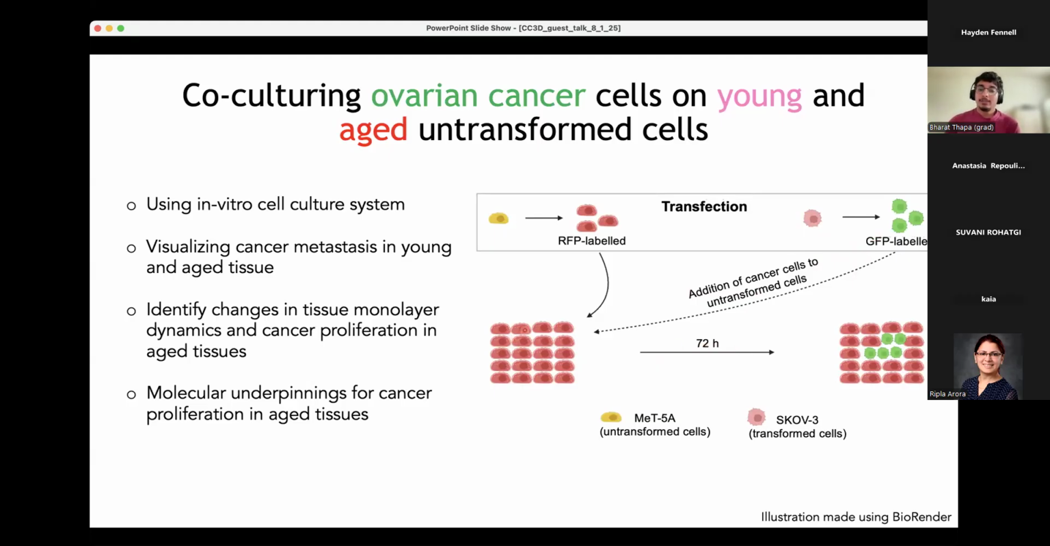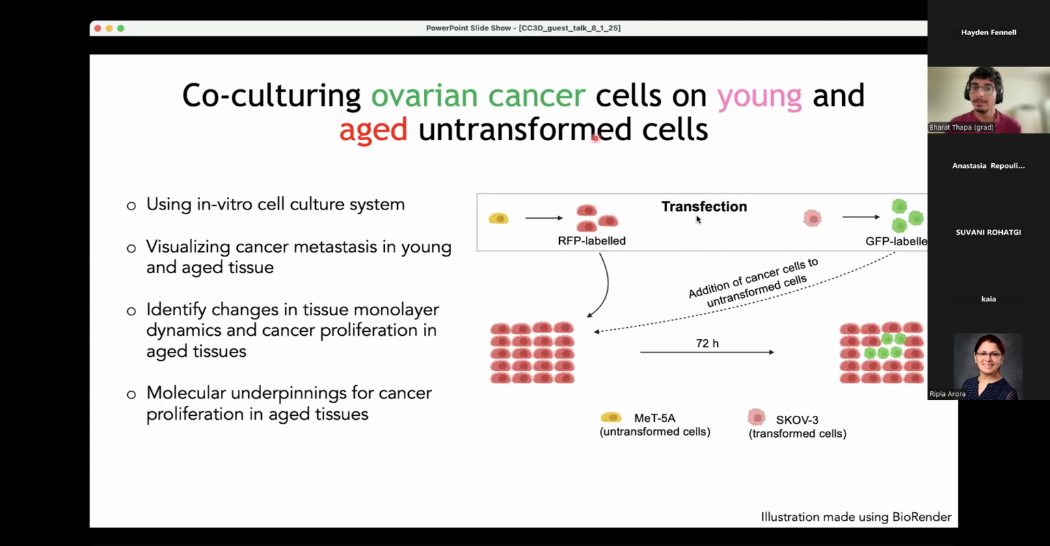And one thing which I did: these healthy MET5A cells are a transformed cell line, but they're young. I can make some of them aged. I can make maybe 50% of them aged to mimic how aged the person would be, because with aging, the senescent cell number increases, which are the H cells. So I can chemically induce senescence in these untransformed cells to make them senescent. That way I had a young monolayer and an aged monolayer, which had, say, 50% of H cells. And then I added cancer cells on top of them.